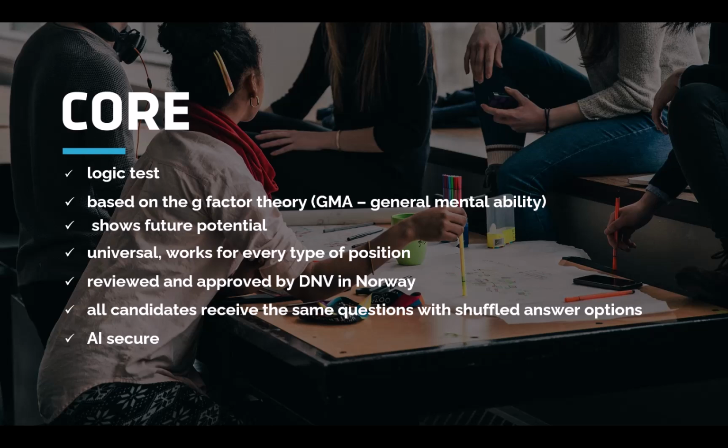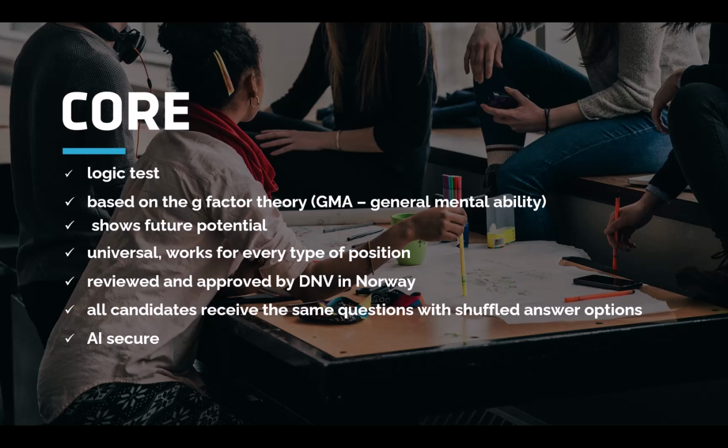One clear advantage of CORE compared to our other logical test ACE is that CORE is a more universal test. ACE works best for complex roles, whereas CORE is more versatile and works well in a wide variety of roles. It can be used early on in the recruitment process, but you can also introduce it later in the process if that fits better. An important point today is that CORE has been reviewed and approved by DMV in Norway. So it has undergone an independent review and a certification has been issued.